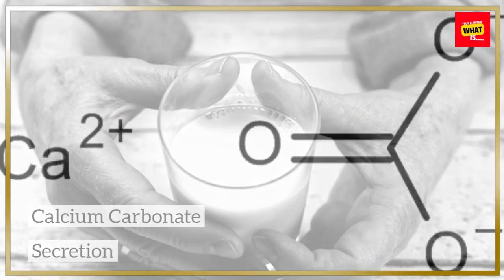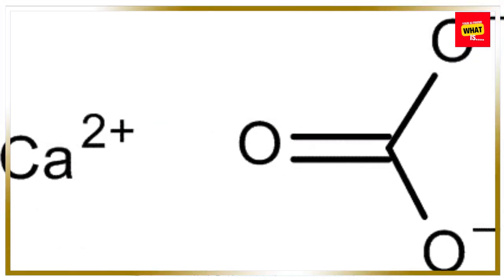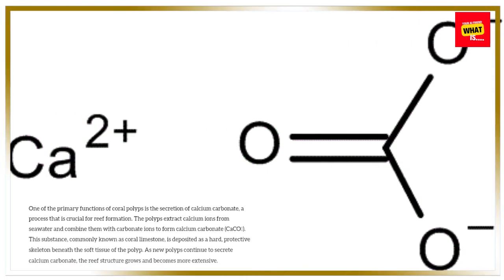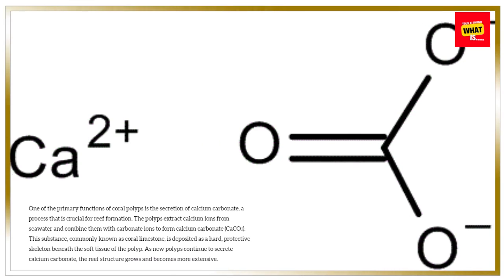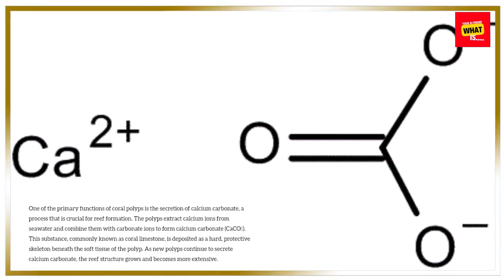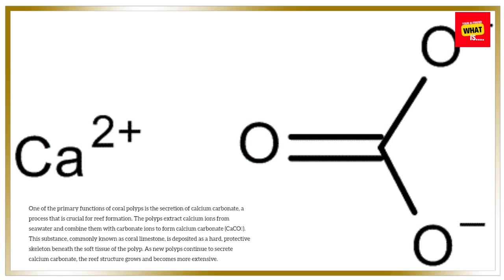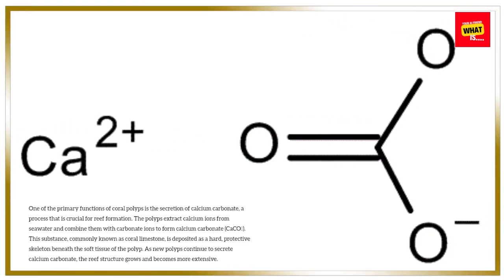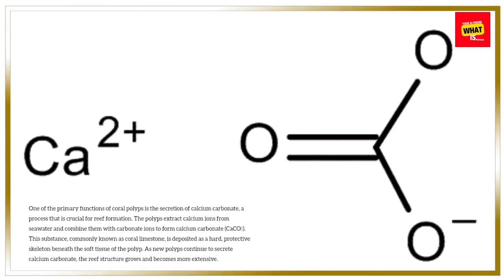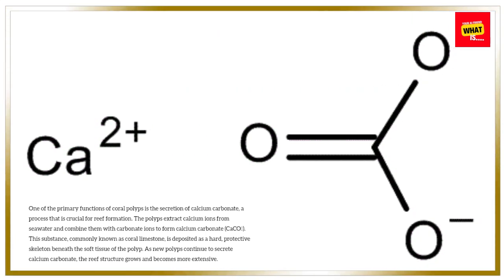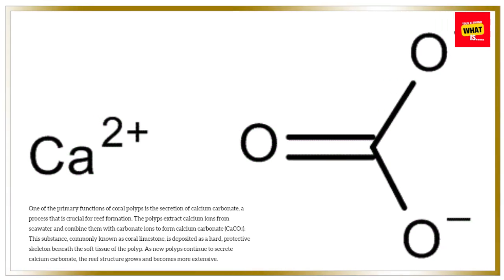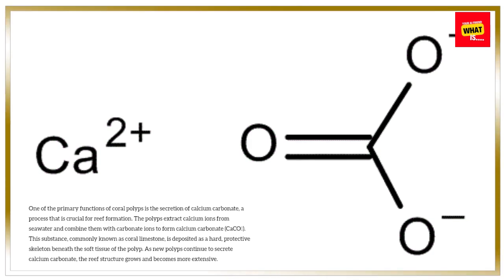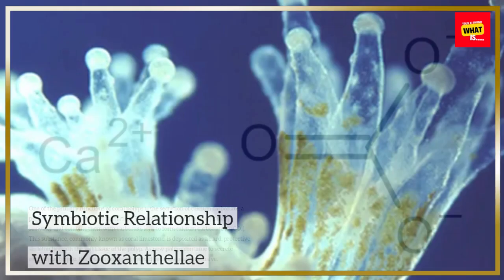Calcium carbonate secretion. One of the primary functions of coral polyps is the secretion of calcium carbonate, a process that is crucial for reef formation. The polyps extract calcium ions from seawater and combine them with carbonate ions to form calcium carbonate. This substance, commonly known as coral limestone, is deposited as a hard, protective skeleton beneath the soft tissue of the polyp. As new polyps continue to secrete calcium carbonate, the reef structure grows and becomes more extensive.